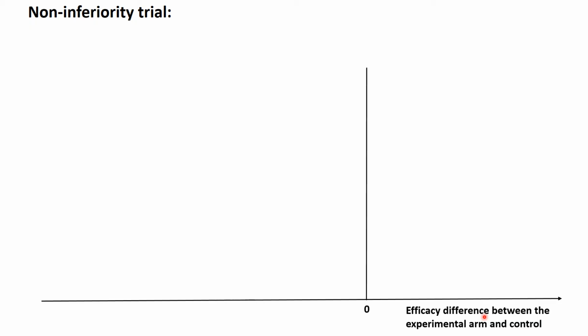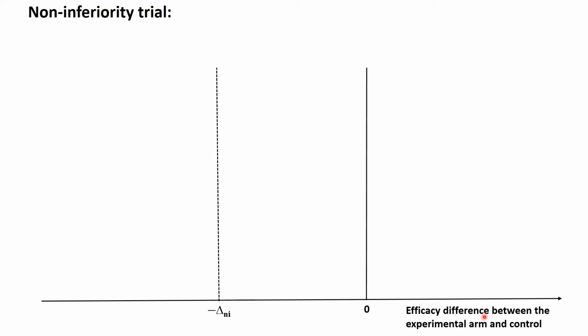Now let's assume 0 is the point of equality, where at point 0 there's no difference between the control arm and the experimental arm. And then at point minus non-inferiority threshold, we could have fixed it. It depends on the clinician. We could have fixed that to be maybe -10. It depends. So assuming it's minus, I don't know the value, so I would say minus non-inferiority threshold.